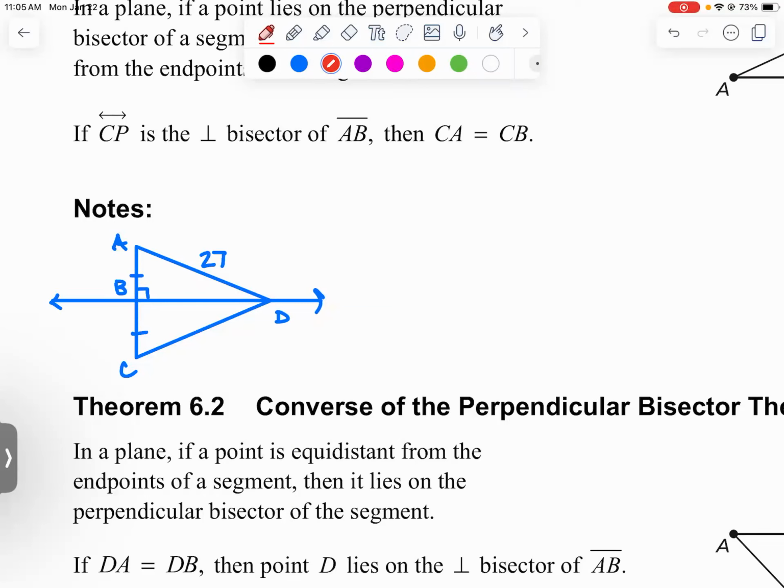What is one thing you can tell me about this picture that's not labeled? CD is 27. Yes, I agree. So how long is BG? Well, we don't know. We would have to know a little bit more. If we knew these two segments, we could use the Pythagorean theorem to figure it out, but we don't know the length of these two segments.